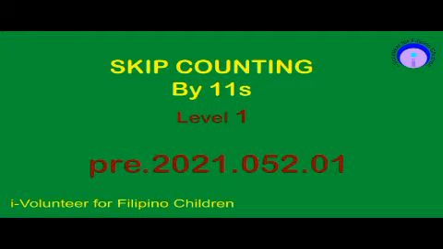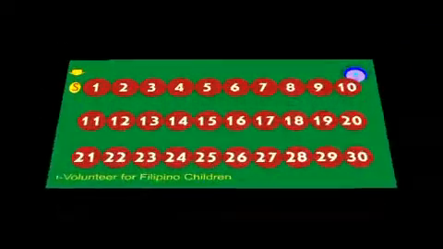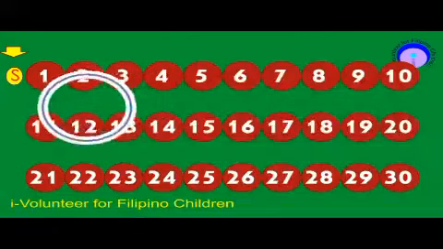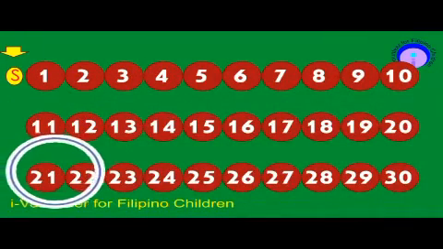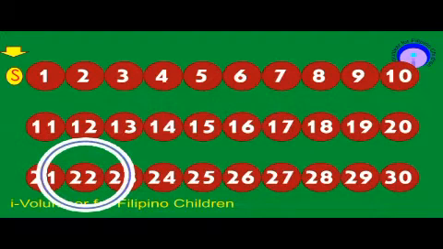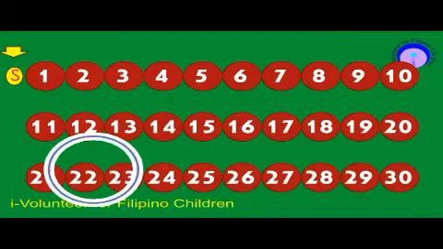Now, let's start skip counting by 11. 11 is equal to 10 plus 1. Therefore, we can skip by adding 10 with that number plus 1. Are you ready? Let me start with 11. 11 plus 10 is 21. Plus 1 is equal to what number? You are correct. It's 22.